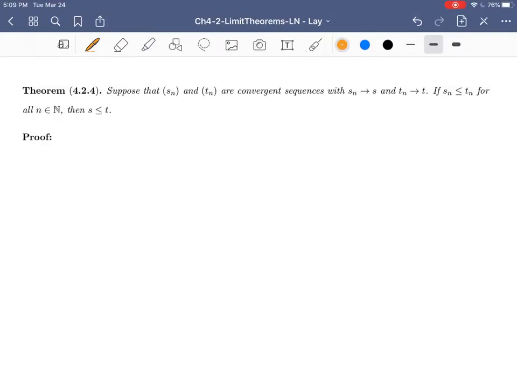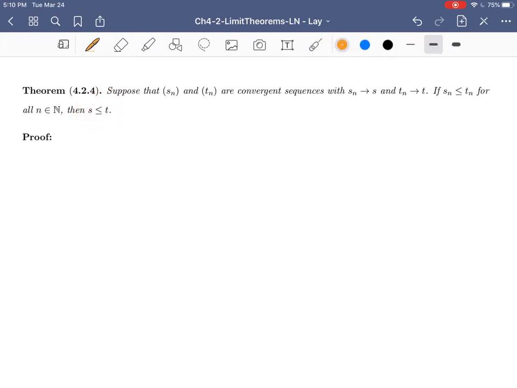The next theorem that we're going to take a look at is again about convergent sequences. So if we have S sub n and T sub n, two different convergent sequences, with the S sub n sequence converging to S and the T sub n sequence converging to T, if the terms in the S sub n sequence are all less than the corresponding term of the T sub n sequence, then the value that S sub n converges to must be less than or equal to the value that the T sub n converges to, right? So S is less than or equal to T, right?